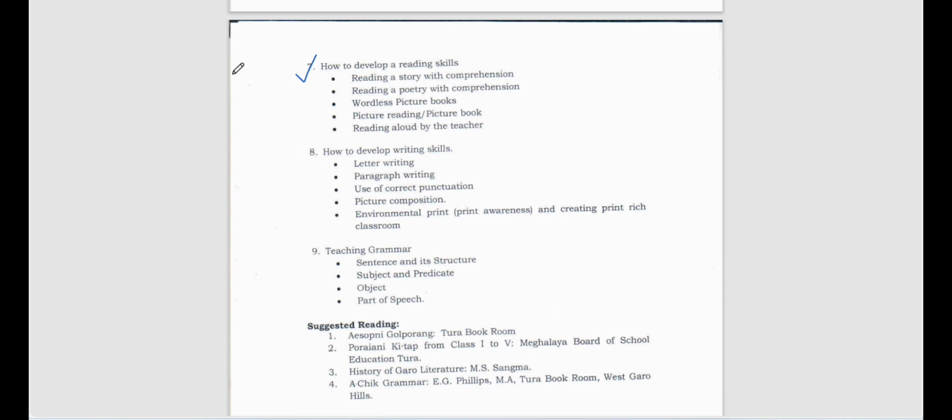All right, so when we know how to read a comprehension or a story in comprehension, we are developing our reading skills. Now reading a poetry with comprehension, this is the same with the play, right? Now wordless picture books. What is this? Wordless picture books, which means there will be no words, right? There will be pictures. The English teacher or the language teacher will be able to elaborate and understand well, right? Then picture reading or picture book, then reading aloud by the teacher.